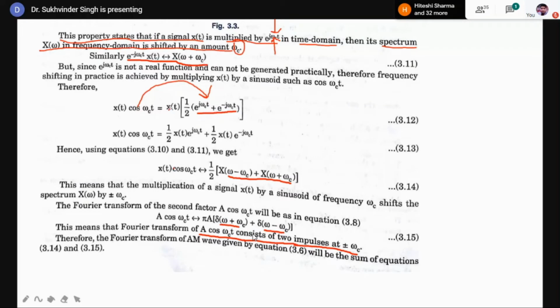Now let us multiply x(t) with the bracketed terms. If we multiply with both terms, we will get half x(t) e raised to the power j omega_c t plus half x(t) e raised to the power minus j omega_c t. And here we know that these, by the frequency shifting theorem, are equal to half X(omega minus omega_c) plus half X(omega plus omega_c). Where did this equation 3.14 come from?